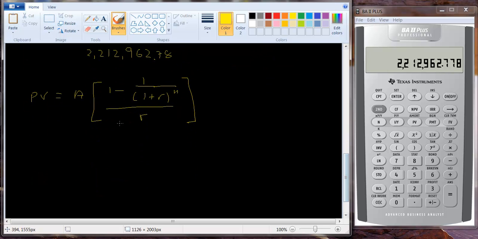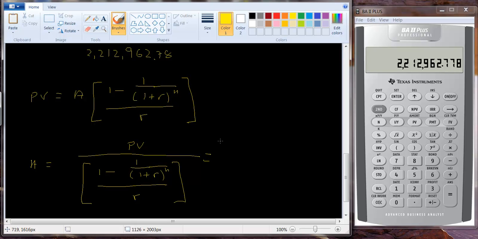So all we have to do is divide both sides by this factor. So I'm going to put the a on the left-hand side of the equation. So we get a equals the present value divided by 1 minus 1 over 1 plus r raised to the nth power divided by r.